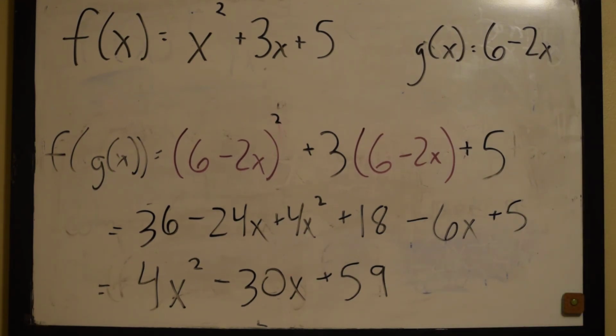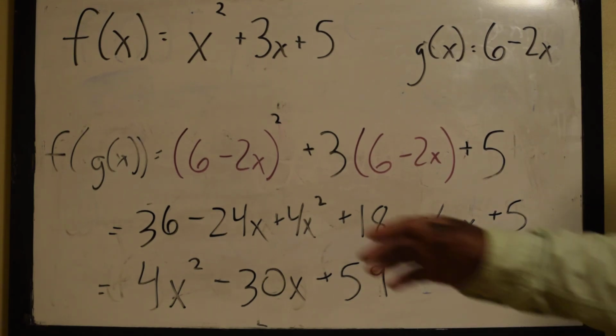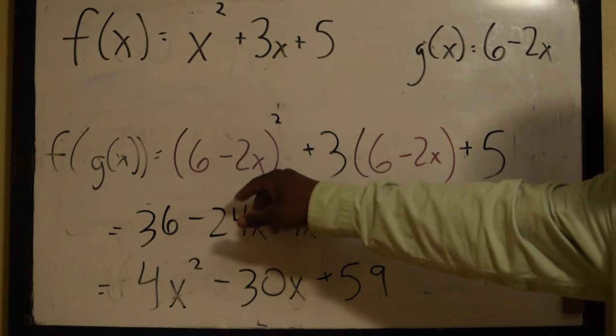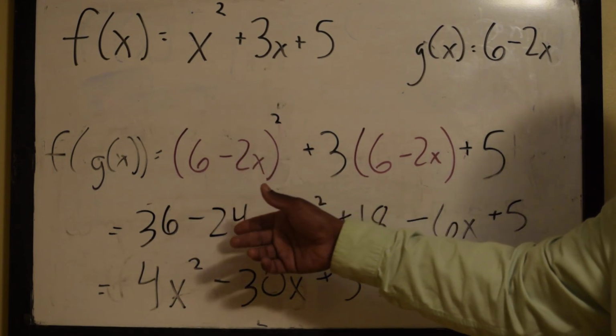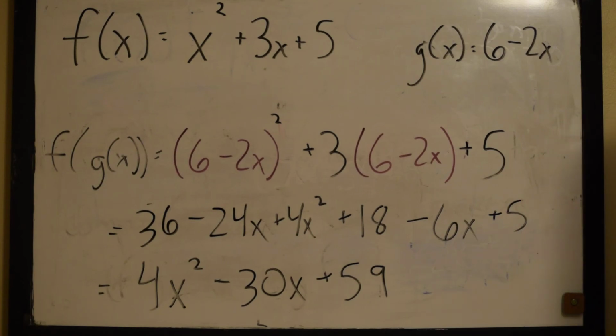So we can look at that one. Now, if you don't know the shortcut method for doing this, just on scratch paper, write 6 minus 2x times 6 minus 2x and FOIL it out. It still works perfectly. All right.